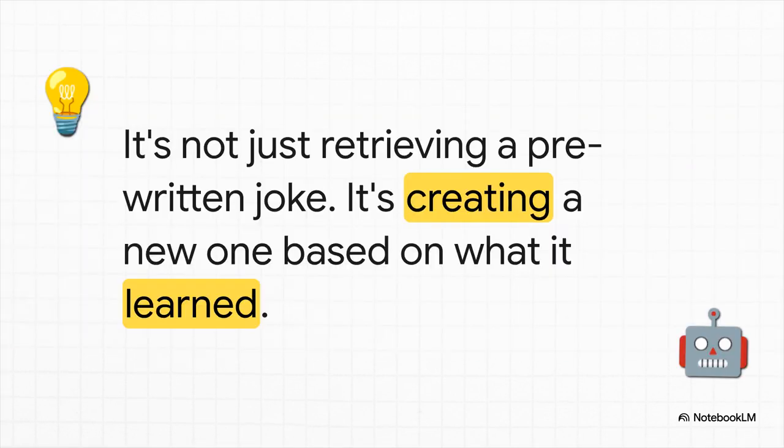And this is the most important thing to get. The AI is not just doing a Google search for a joke someone else already wrote. It is composing a brand new one right there on the spot, using what it's learned about how jokes are structured and what it knows about robots. It's an act of creation, not just finding something.